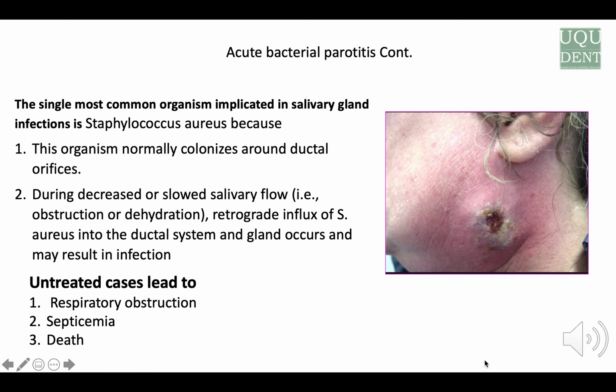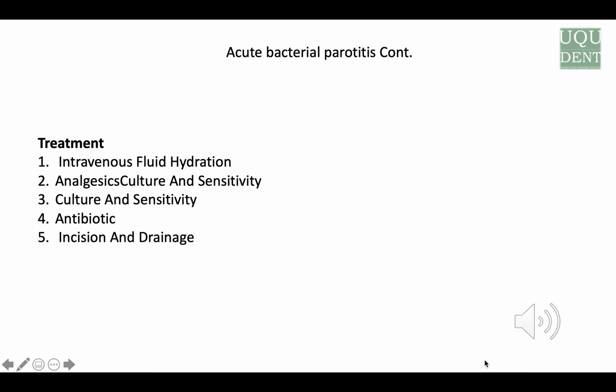Untreated cases of acute bacterial parotitis can lead to respiratory obstruction, septicemia, and death. So it needs to be treated as urgent. For the treatment, you can give intravenous fluid, because, as we said, these patients have dehydration. Then you can give analgesic for pain and antibiotic, but you need to do culture and sensitivity to see what type of antibiotic you should give. Then you can do incision and drainage.